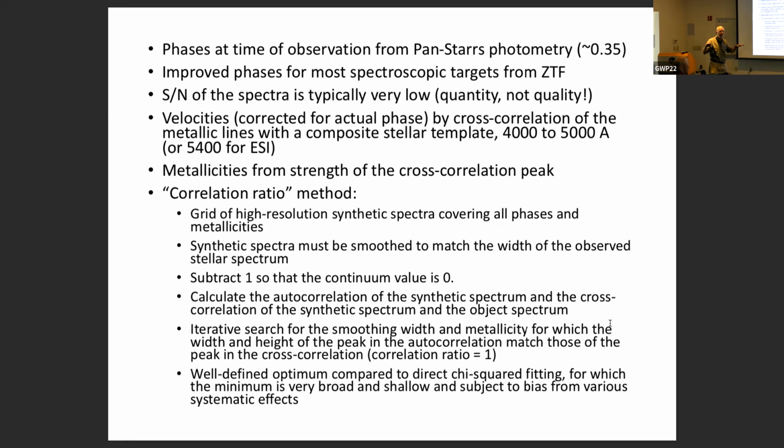And I think that there are systematic effects that can tip the baseline of that broad, shallow minimum and make a big error in the metallicity that you derive. Anyhow, I am confident in this. I think if it's done right, it's actually not that different from chi-squared fitting.